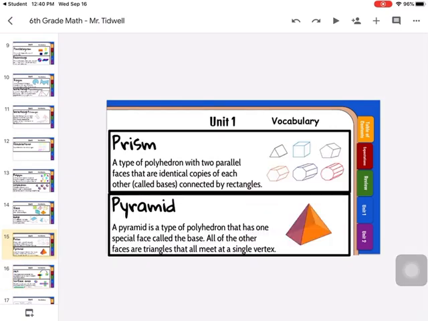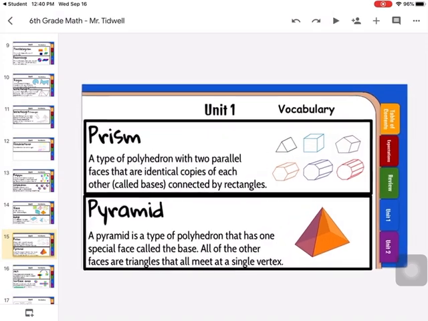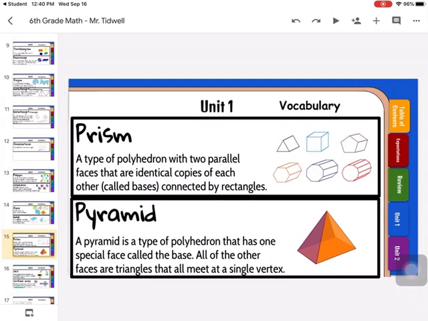Also, a couple of the terms we're going to talk about today are prisms and pyramids. We talked about this previously. A prism is a type of polyhedron with two parallel faces that are identical copies of each other called bases. The ends are your bases, and they're connected by rectangles. The different type of prism depends on the base.